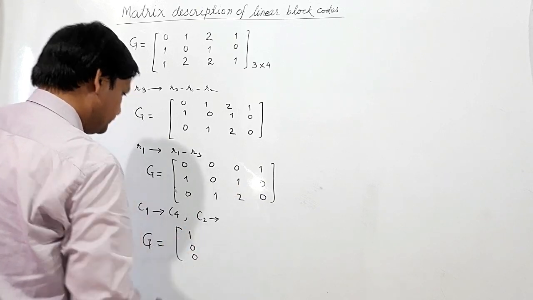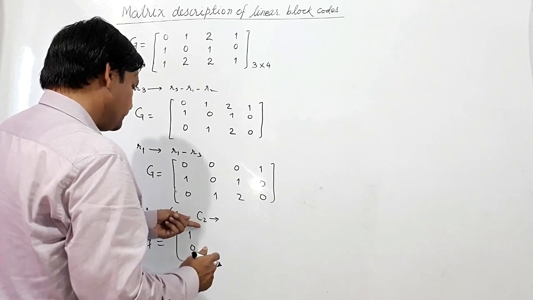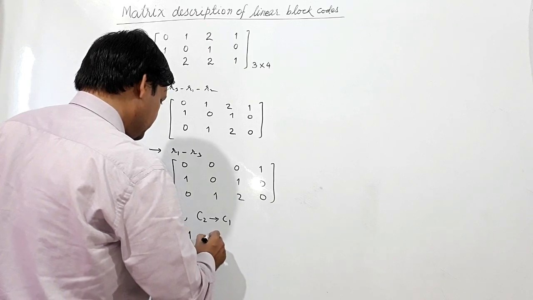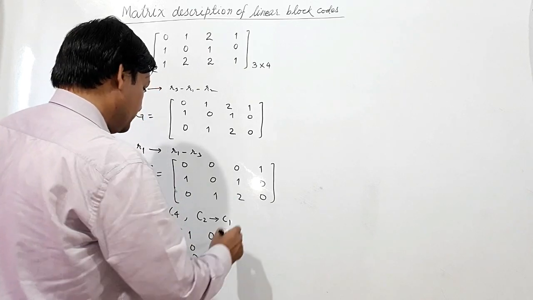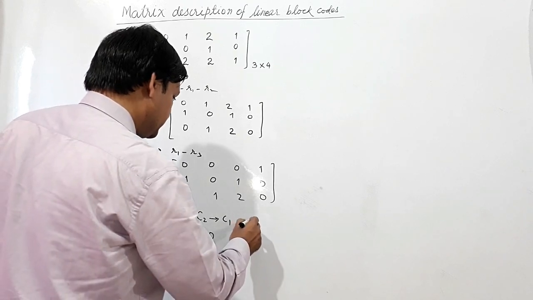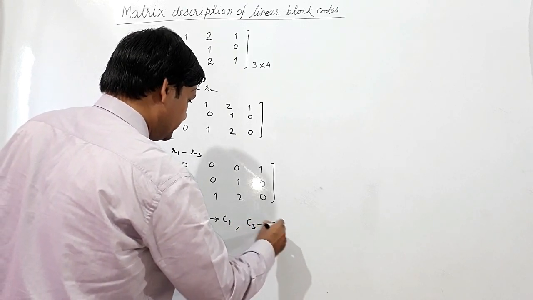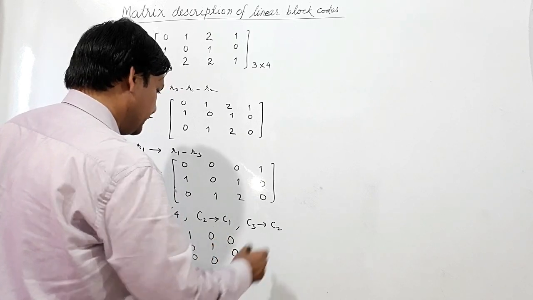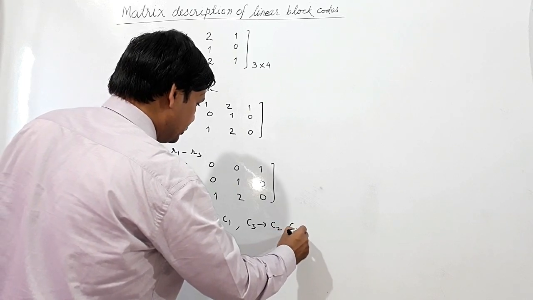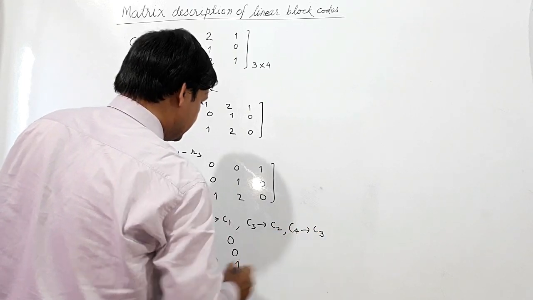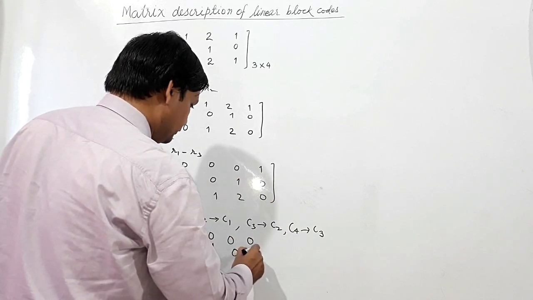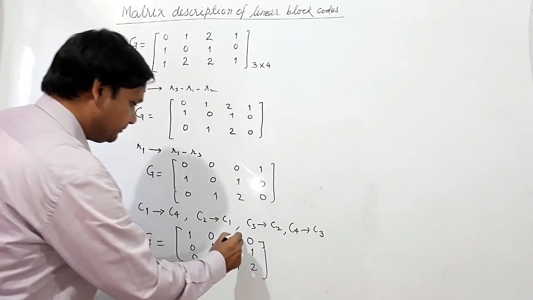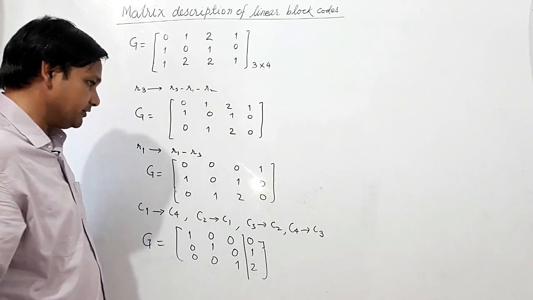So I can write here G will be 1, 0, 0. And C2 will be replaced by C1. So it will come here 0, 1, 0. Now C3 will be replaced by C2. So it will be 0, 0, 1. And C4 will be replaced by C3. So it will become 0, 1, 2. So we can see here, this is the identity matrix.